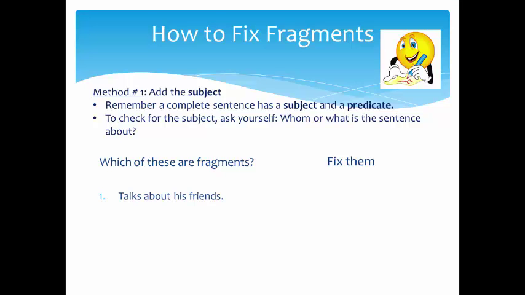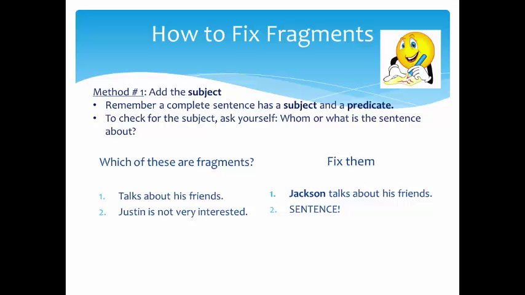Talks about his friends. This is a fragment unless you add the subject. For example, Jackson talks about his friends. Number 2, Justin is not very interested. This is actually a complete sentence that contains a subject, a predicate, and is a complete thought. Number 3, waiting for her report card. This is a fragment, but you could add Julie was waiting for her report card to fix it into a full sentence.